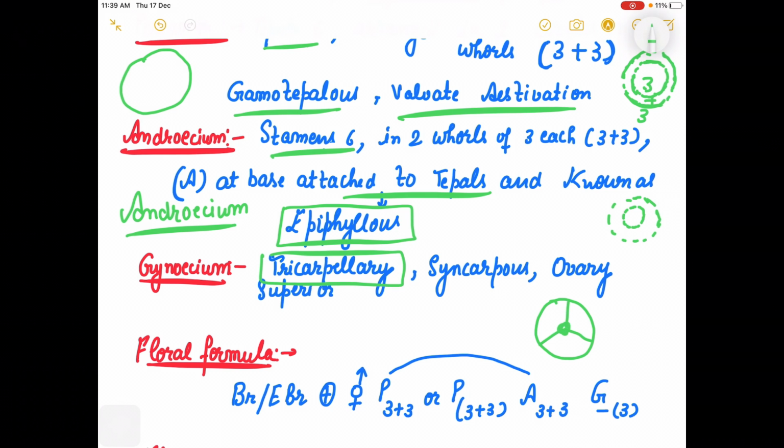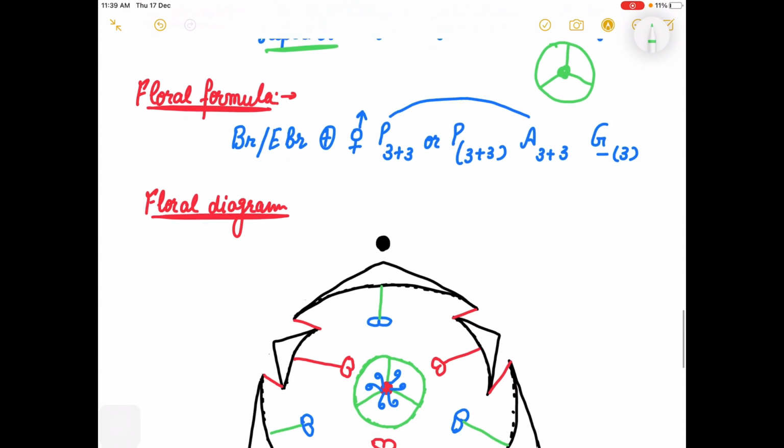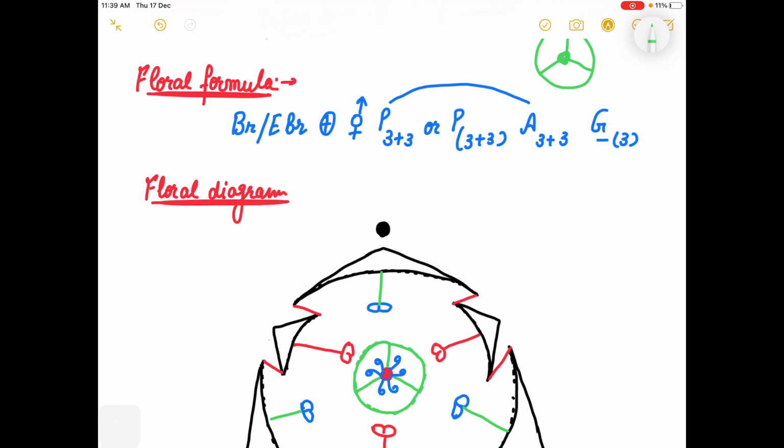That will be 3, and placenta is again in the center. Then syncarpous, and because it is a hypogynous flower, the ovary will be superior. Let's write down the floral formula. Flower is bracteate or ebracteate.